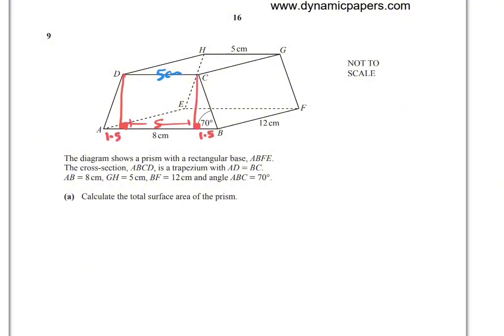Now we can find the height. In this triangle, we have this angle 70. We need to find the opposite, and we have the adjacent. So using tan, we can find the height. So tan 70 equals h over 1.5. So h equals 1.5 tan 70 equals 4.12 centimeter to 3 significant figures.